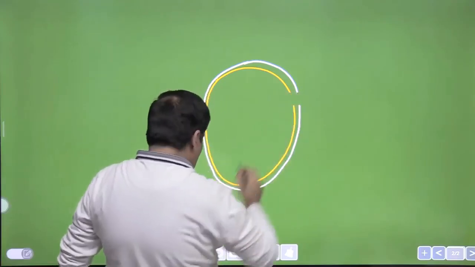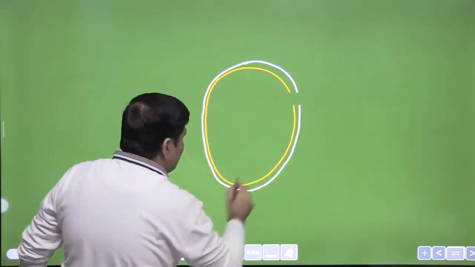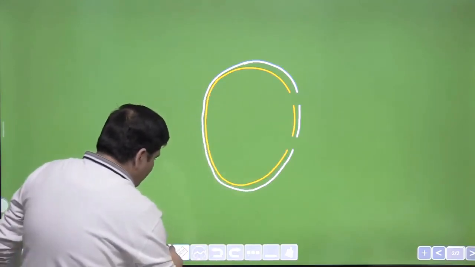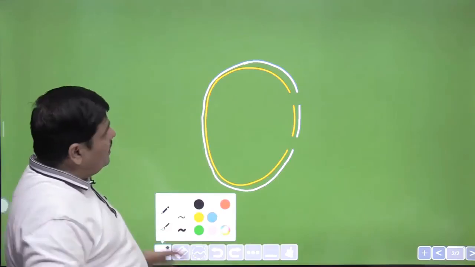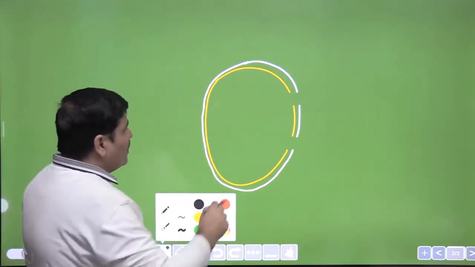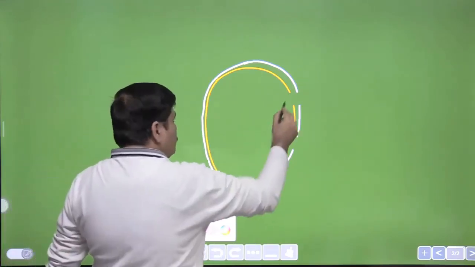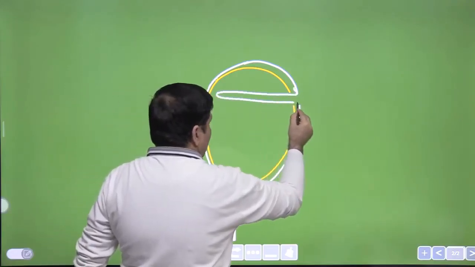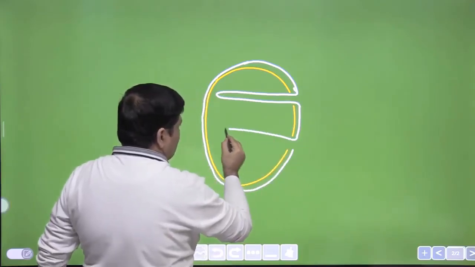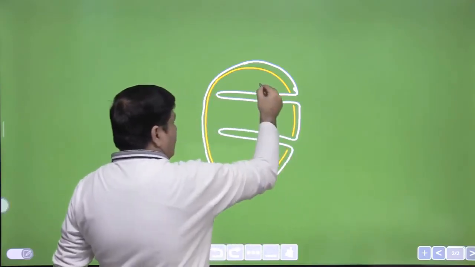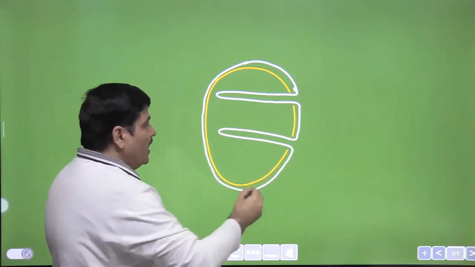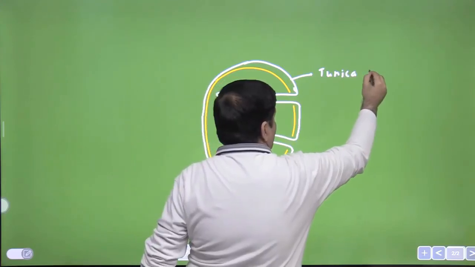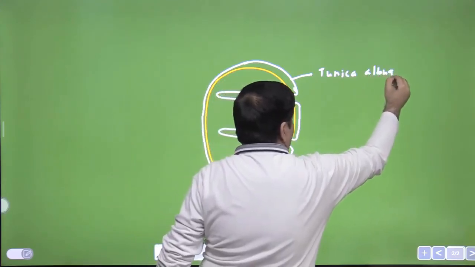What I'm saying is that the outermost covering, just to give you an idea, I am not making a very elaborate diagram, just giving you an idea. This tunica albuginea sends partitions into the substance of the testis. It is something like this, and these are what are called the testicular lobules. Remember, this covering of fibrous tissue is the tunica albuginea.